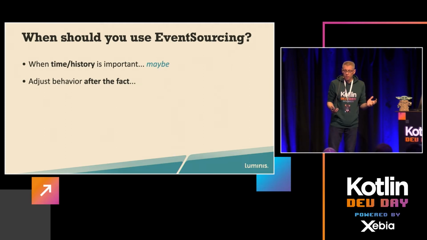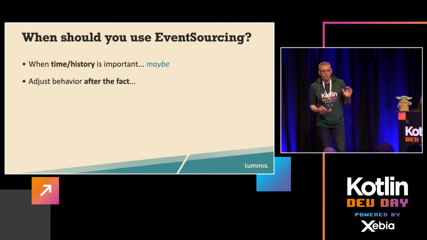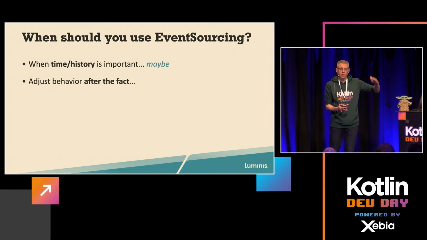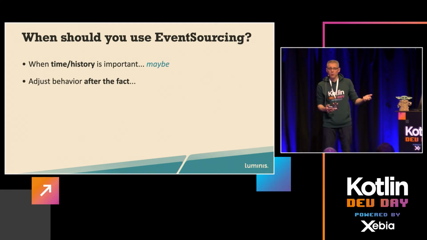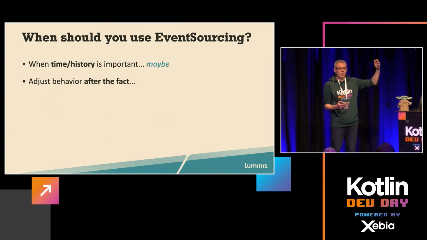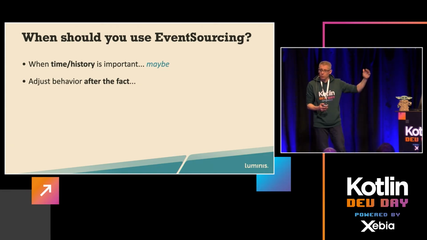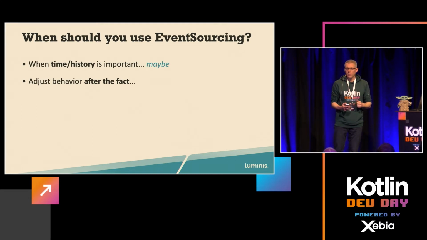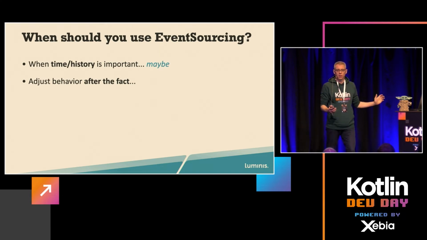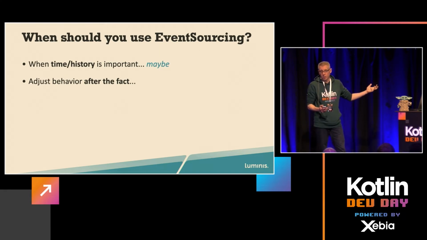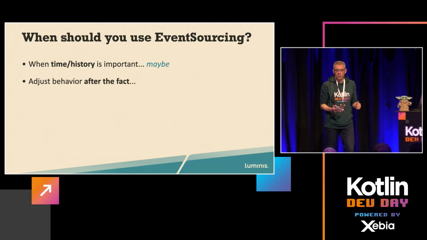Then what if you want to adjust behavior after the fact? Something really interesting happens when you have the whole history of stuff that happened: if you find a bug in your system, you can just replay all of history and fix the bug, and the bug is fixed also for the historic stuff. That's quite interesting, because in a normal database where you overwrite stuff, the old stuff is gone, you can't fix anything. Here you have the possibility to change and fix stuff.